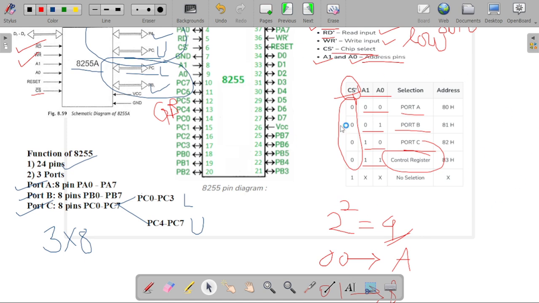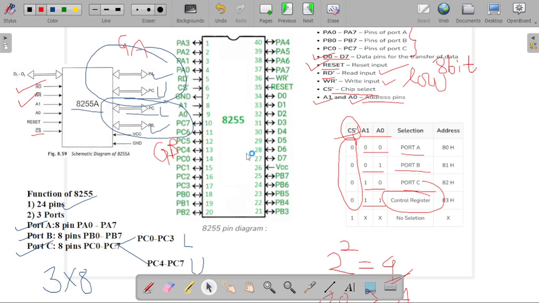So this is the pin diagram for our 8255 processor, and here you can check that if we are selecting port A, then the address is 80H. If it is port B, then the address is 81H. If it is port C, then we are considering this address as 82H, and if it is the control register, then the address is 83H.